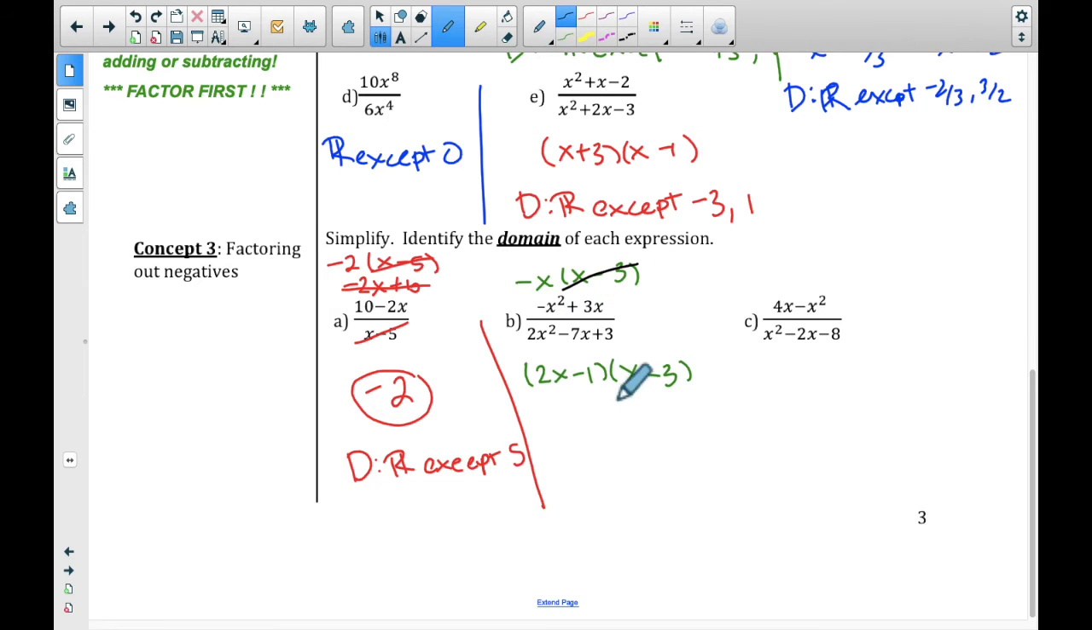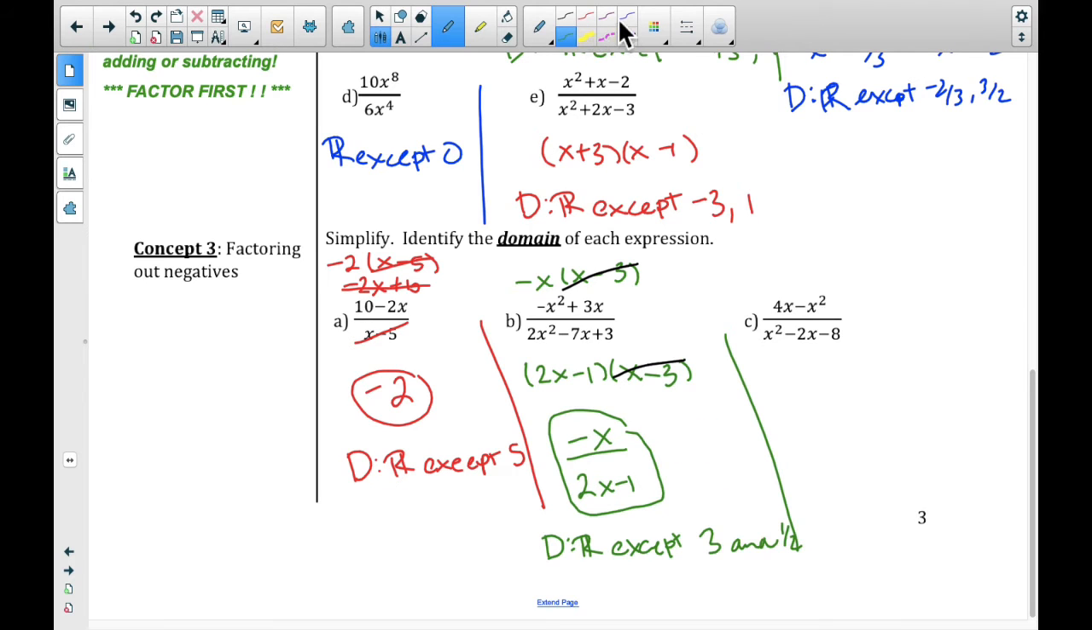My x minus 3's cancel out. And then on the numerator, what I have is a -x, and in the denominator, I have a 2x minus 1. I'm done with that problem. The last thing I need to say is what is the domain? And the domain is all real numbers except 1/2 and 3.